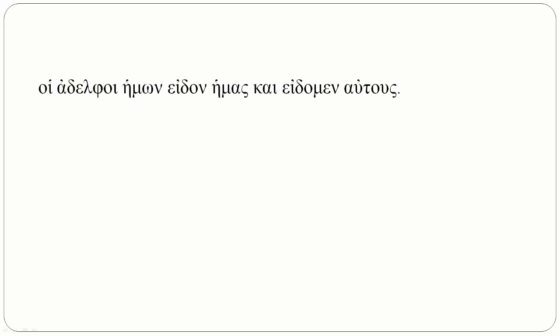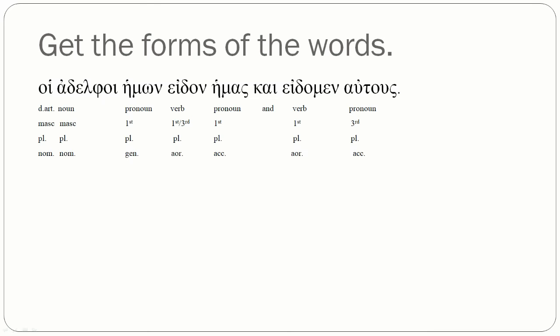Next sentence. Hoi adelphoi hemon, eidon hemas, kai edamen autous. This is kind of a funny sentence. You've got several types of pronouns there. They're all coming right after the verbs. So let's see what's going on. First thing, let's get the forms of the words. Hoi adelphoi, article and noun. Both of those are masculine, plural, and nominative.